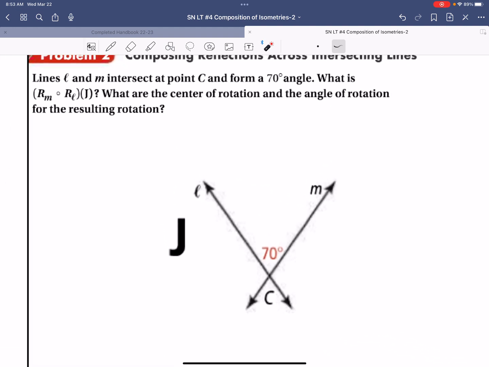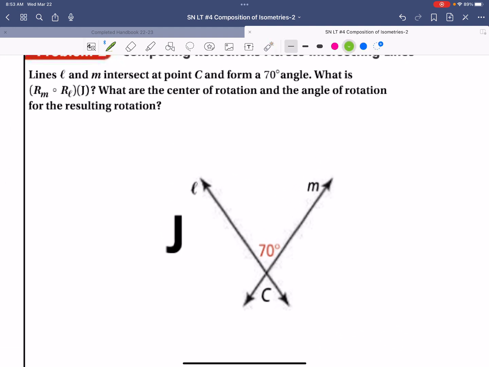Let's try over here. Let's give it a go ourselves. The first thing we're going to do is reflect over the line L. And we're taking this letter J, reflecting over L.